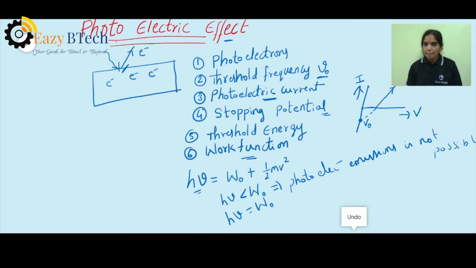If it happens without imparting any kinetic energy to the electrons, in such a case my energy will be simply the work function. That minimum energy becomes the work function. So that's why we say the minimum frequency, that is the threshold frequency, is simply W naught by h.